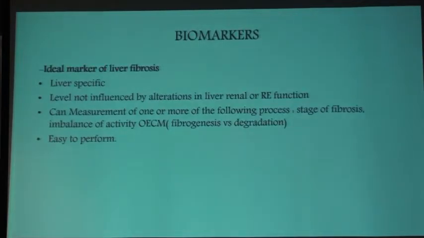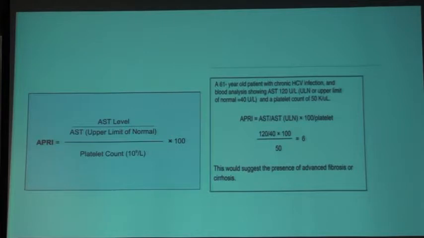The ideal biomarker should be liver specific, its level not influenced by alteration of the liver, renal or reticuloendothelial function, can measure the stage of fibrosis accurately, and should be easy to perform. One of the examples, the APRI, which is very easy, cheap, depends on the AST level over the upper limit of normal of AST over the platelet count by 100.